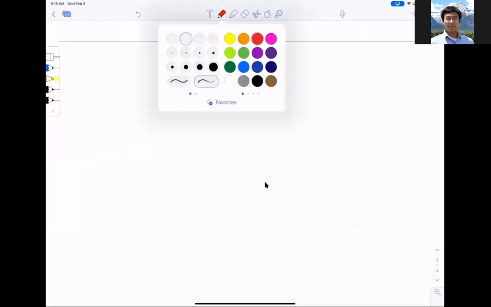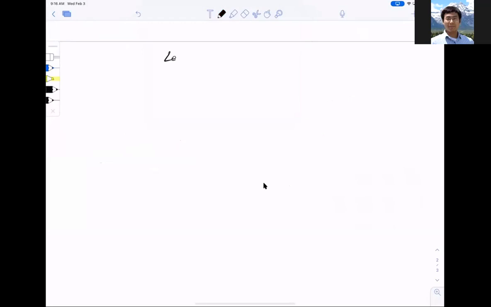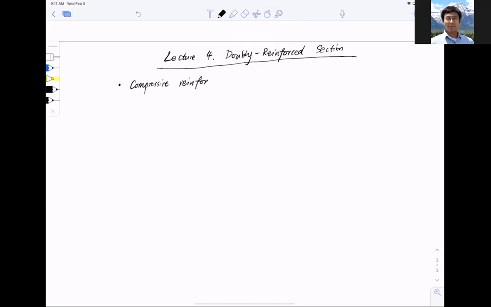Okay, lecture 4. Just to refresh your mind and remind where we're at, we're talking about the doubly reinforced section. So what is the doubly reinforced section? First of all, the most important thing is we add compressive reinforcement. That is the most critical element in the doubly reinforced section.